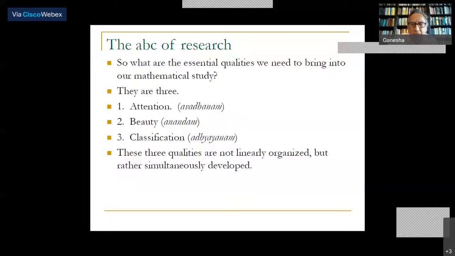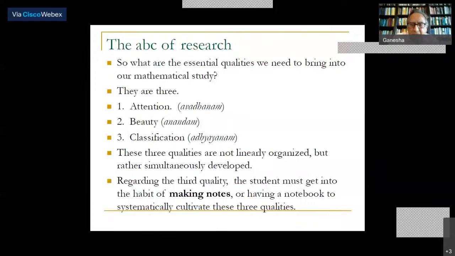Now, an important quality that needs to be cultivated with respect to the third step is to get the habit of making notes or having a notebook to systematically cultivate all of these three qualities. Most of you know, for example, the famous Ramanujan notebooks. If you look at Ramanujan's notebooks, he was thinking out loud. And if such a great mathematician like Ramanujan had systematically compiled his own notes, what to speak of us lesser mortals. So all the more reason we should cultivate the habit of making notes.